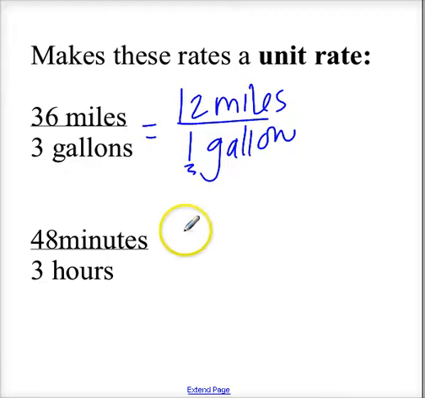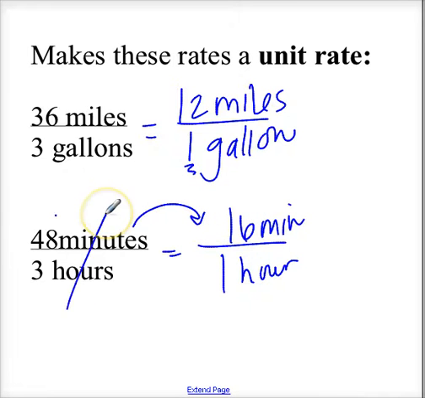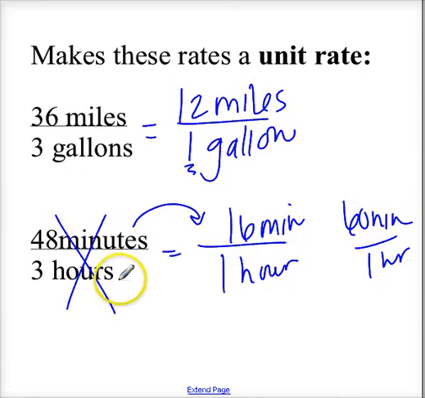48 minutes to 3 hours. I want to know how many minutes are in 1 hour. 3 to 1. I divide by 3. 48 divided by 3 is 16 minutes. Now, this isn't actually a correct rate because we know there are actually 60 minutes in 1 hour. I think they just wanted you to practice how to make the denominator to 1 for a unit rate.